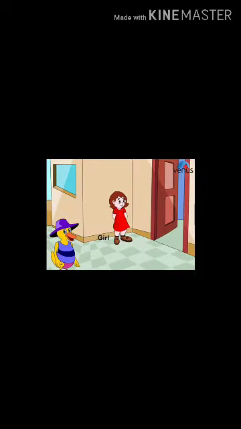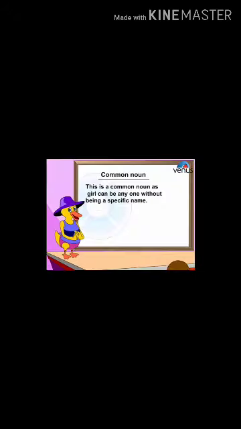Like in the example you can see the duck is saying that she is a girl, of course, but the name has not been mentioned here. That's why girl is a common noun. So this is a common noun.